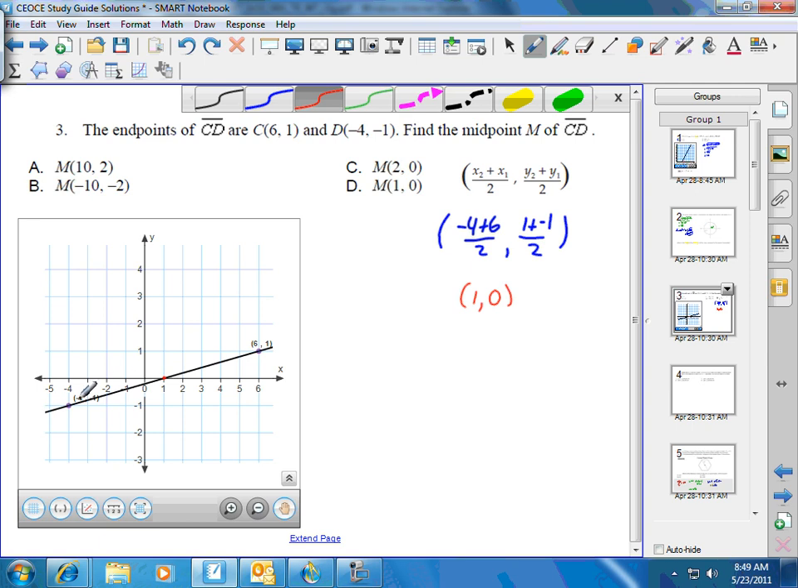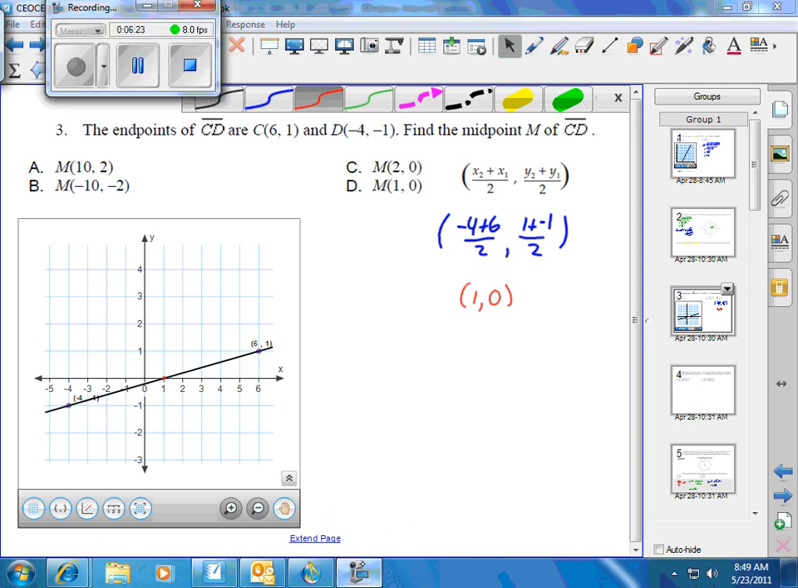That's exactly halfway between. Negative 4, negative 1 to 1, 0 is the same distance as 1, 0 to 6, 1. But anyways, here's our midpoint. Let's see how much time I've used up. Okay, so I'm going to stop here for this one.